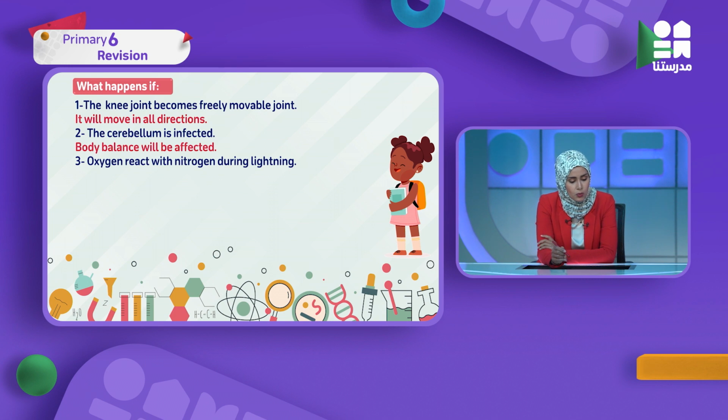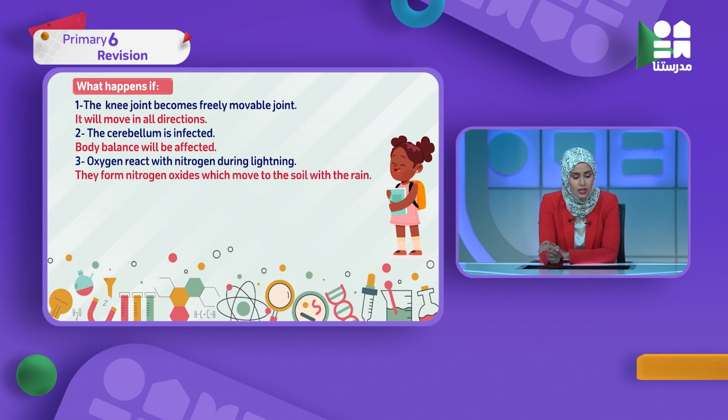Question number 3, what happens if oxygen reacts with nitrogen during lightning? Remember, oxygen reacts with nitrogen during lightning and they form nitrogen oxides, which move down to the soil with the rain. So the plants will take them from the soil.